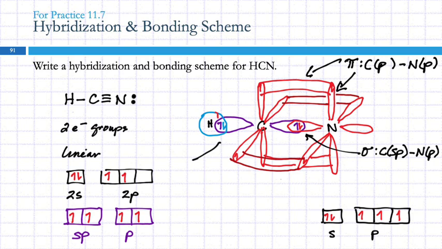And then this guy right here, sigma or pi? It's a sigma. I go, how do you overlap the end of an s orbital? Well, you really can't, but we're overlapping the end of that hybrid orbital. So this is between carbon using what kind of an orbital? sp. And hydrogen using what? S.